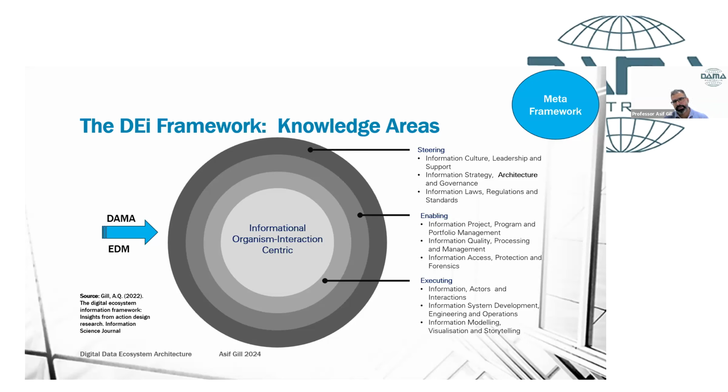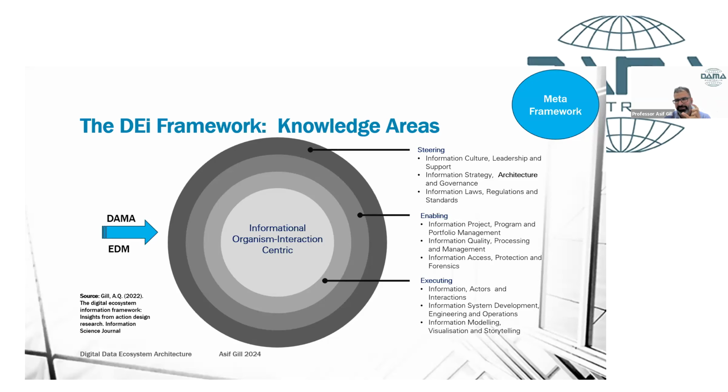The other part is the enabling side, where the information is managed from different perspectives, including access protection, forensics, quality, processing, and information-oriented or data-oriented programs and projects. And the bottom one is really where the rubber hits the road: execution. When the information is there, as I showed in the very first slide, actors and interaction consume or process information. That's where our systems support them and the modeling and visualization story comes into play. So in the execution layer, I call them information operations, information management, and that information steering, or governance, you can put it that way.